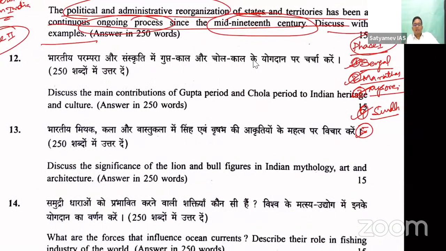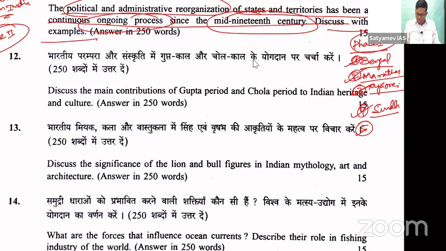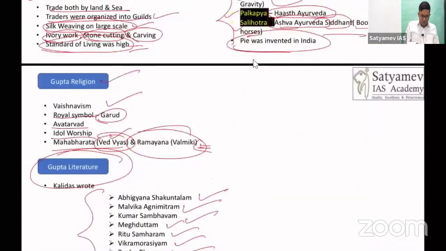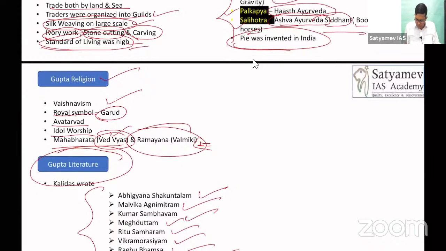Next question. Discuss the main contributions of Gupta period and Chola period to Indian heritage and culture. So this is a very, very easy question. I'll show you. This has been discussed also. I'll show you very quickly. So look at this, contribution of Gupta period. The question is about the main contributions of Gupta period to Indian heritage and culture.